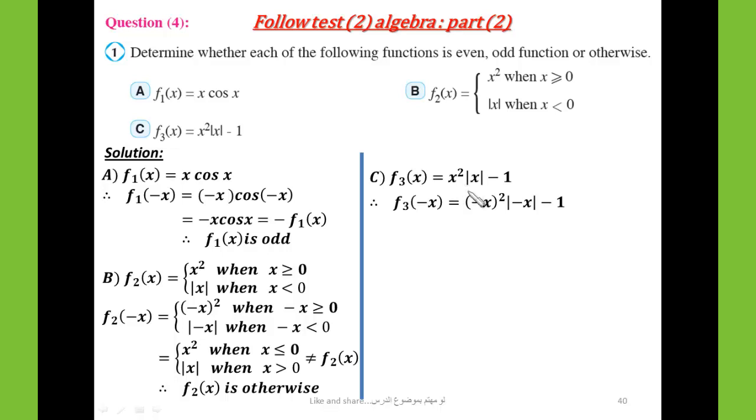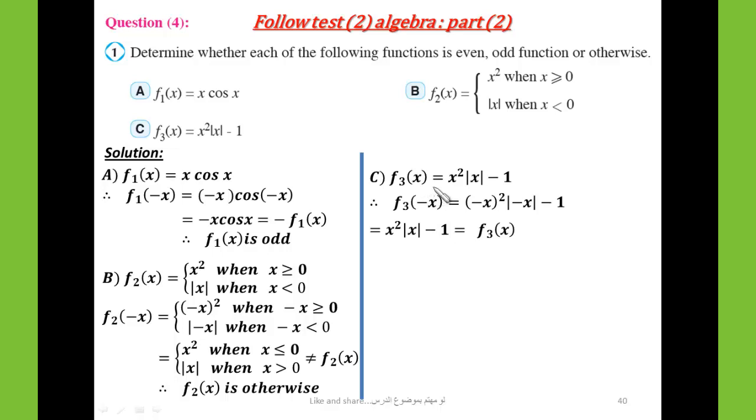Substituting every x equals negative x, and we simplify. It is equal negative x all power 2 equals positive x power 2. Absolute of negative x equals absolute of x minus 1. So f of negative x equals x square absolute of x minus 1. It is the same as f of x.